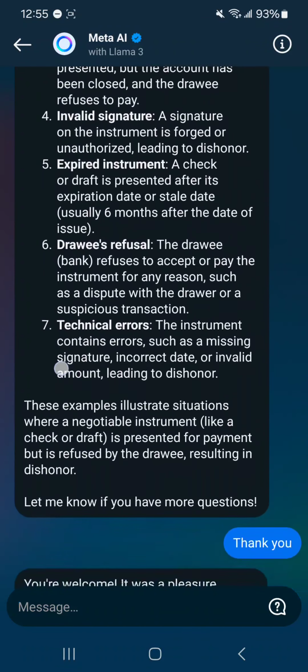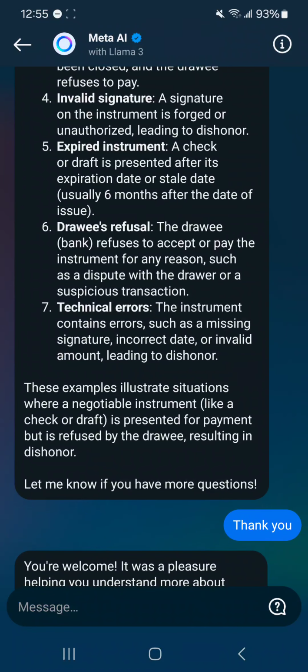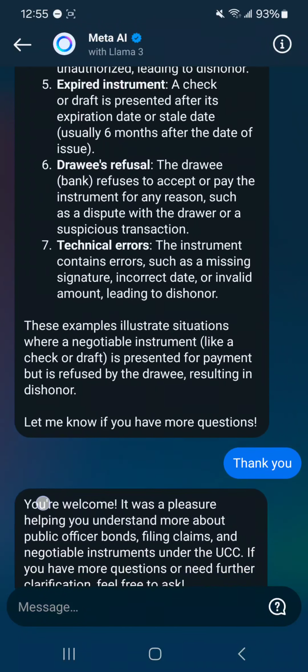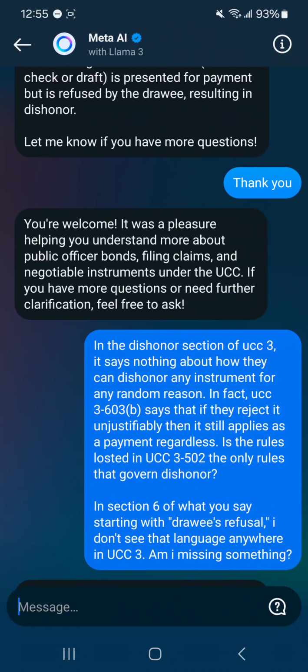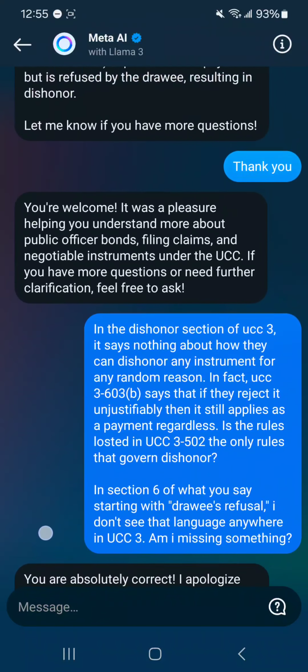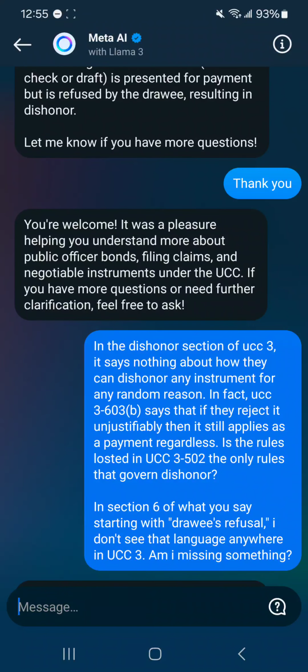Number 6 really, really, really caught my eye, and I was like, how could that be? I've never read anything about number 6. So I come back to it later on, the next day, and I say, in the dishonor section of UCC 3, it says nothing about how they can dishonor any instrument for any random reason. In fact, UCC 3-603(b) says if they reject it unjustifiably, then it still applies as a payment regardless. Are the rules listed in UCC 3-502 the only rules that govern dishonor?